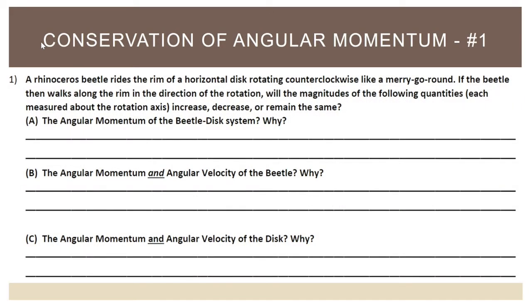Question number 1 on this sheet is an explanation. It says here, a rhinoceros beetle rides the rim of a horizontal disc rotating counterclockwise like a merry-go-round. If the beetle then walks along the rim in the direction of the rotation, will the magnitudes of the following quantities, each measured about the rotation axis, increase, decrease, or remain the same?